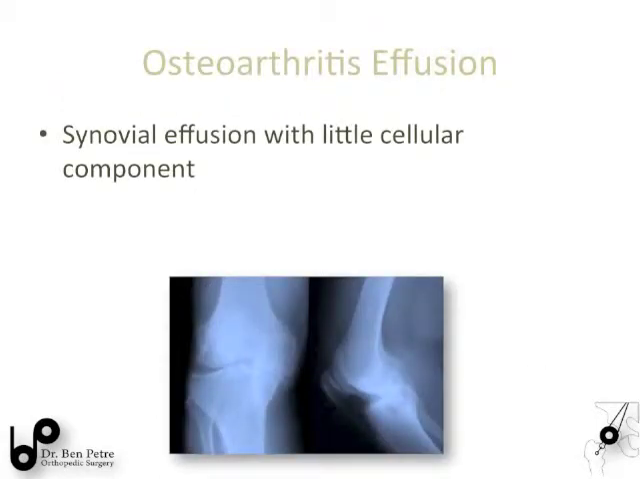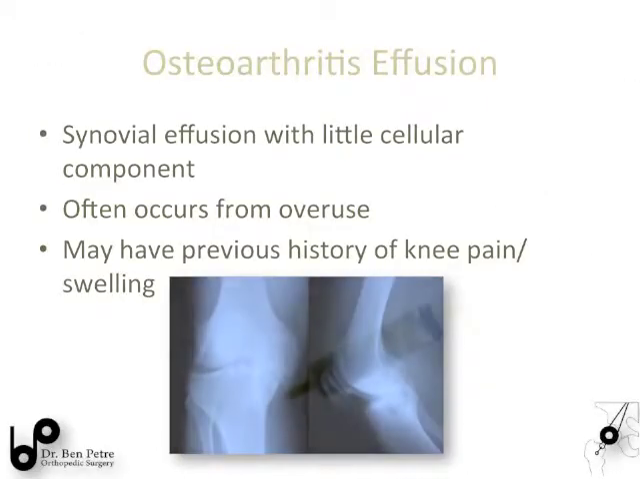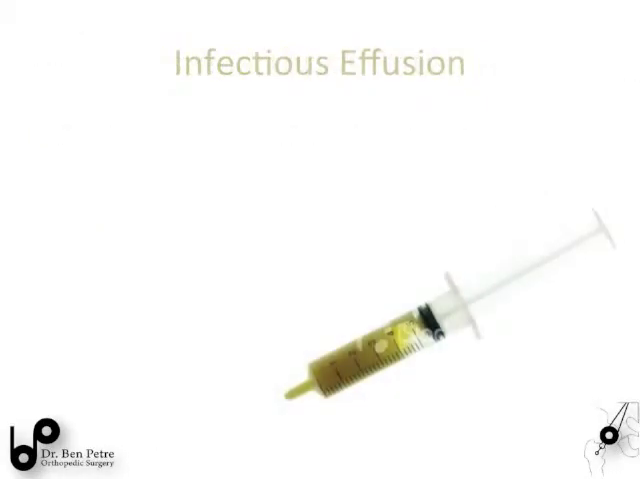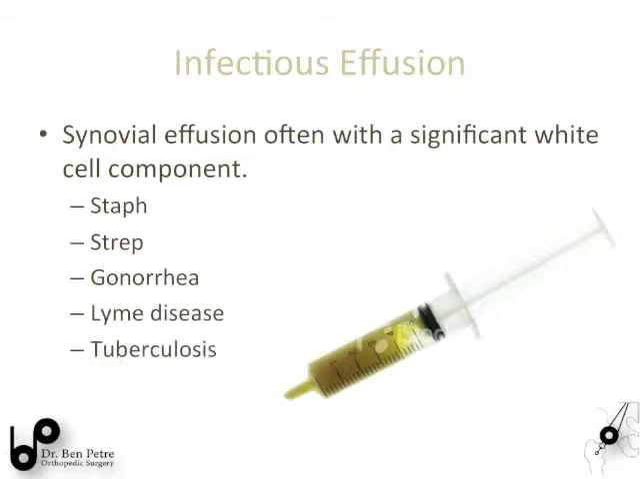The osteoarthritic effusion often has a synovial effusion with a little cellular component to it. It occurs from overuse in a patient with known or unknown osteoarthritis of the knee and may have a previous history of pain and swelling. Infectious effusions tend to have a synovial effusion with a significant white cell component, often greater than 100,000 per field. Staph, strep, gonorrhea, Lyme, and tuberculosis are the most common causes of an infectious effusion.